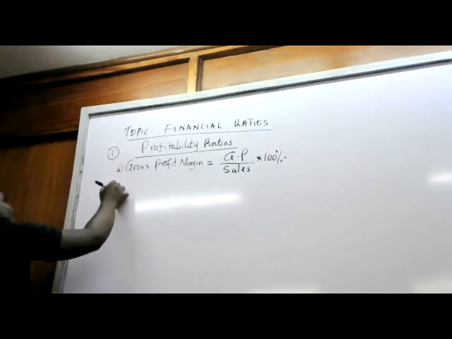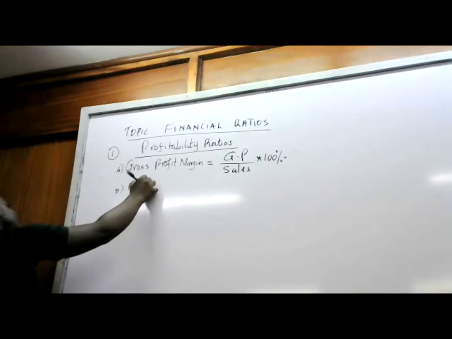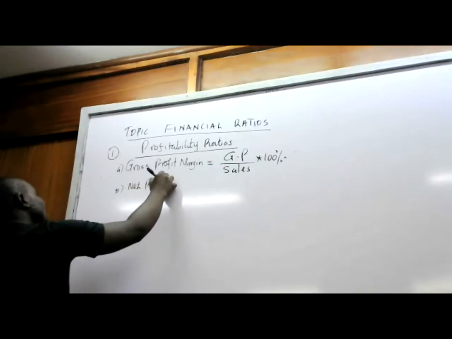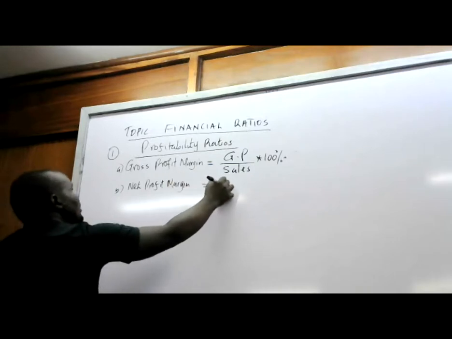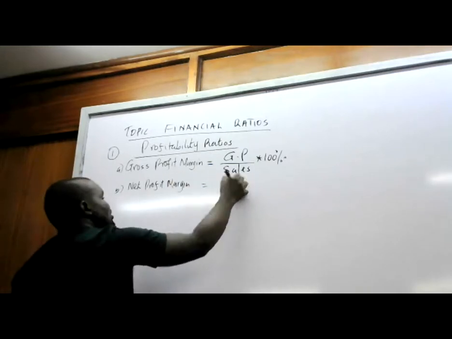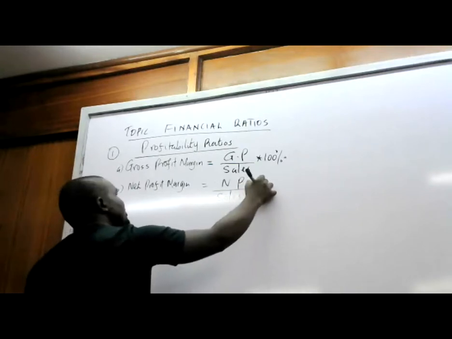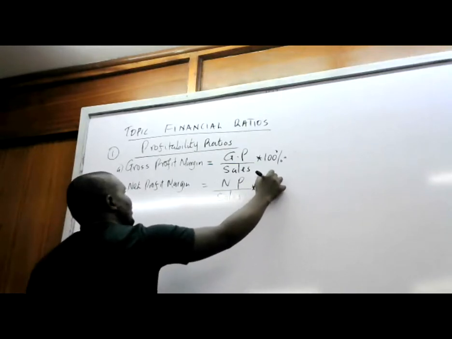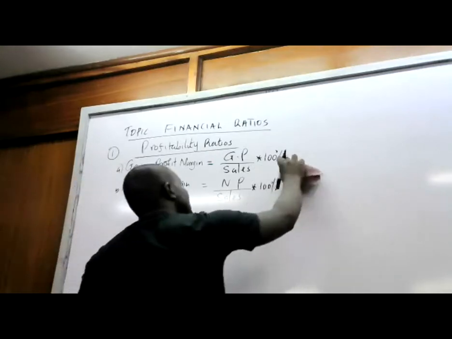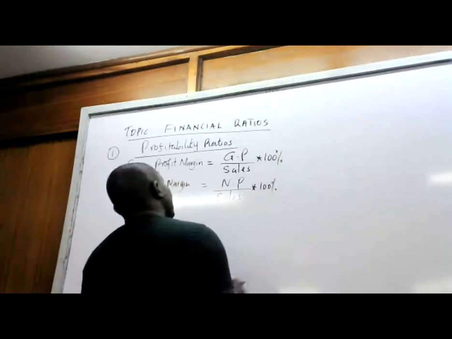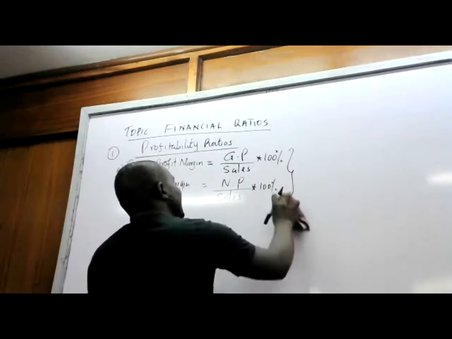Then we have net profit margin. The way the name says, you take net profit over sales times 100%. That's 100%. The higher, the better.